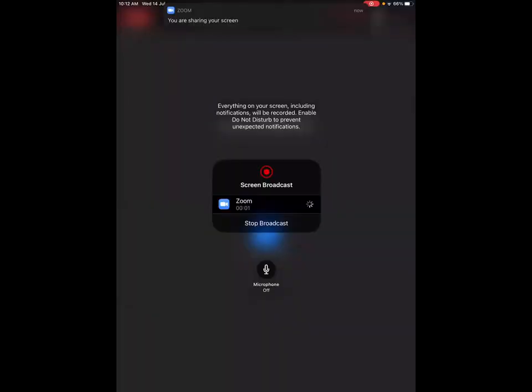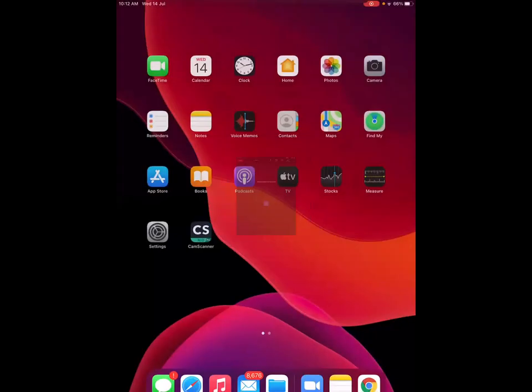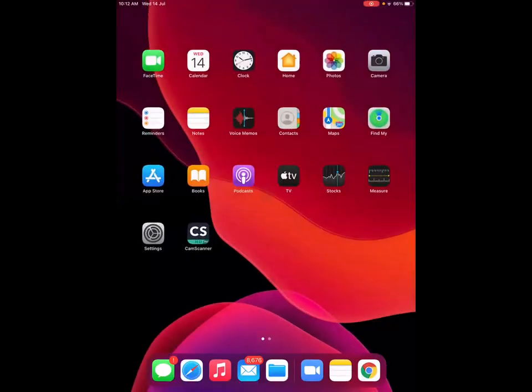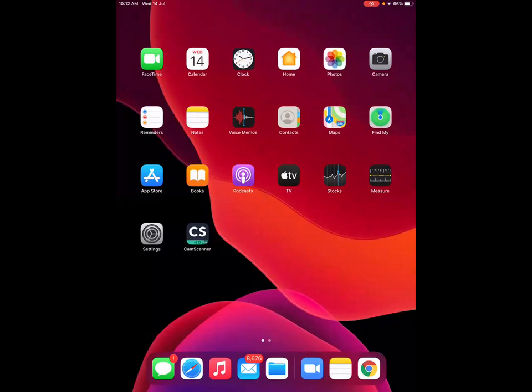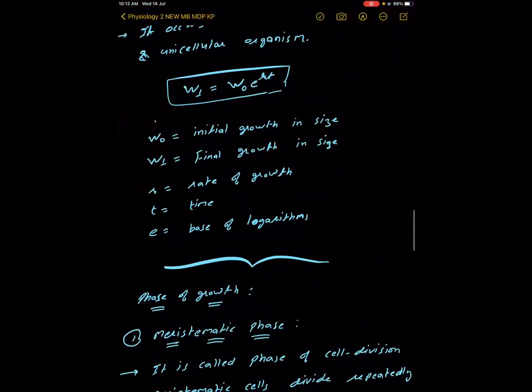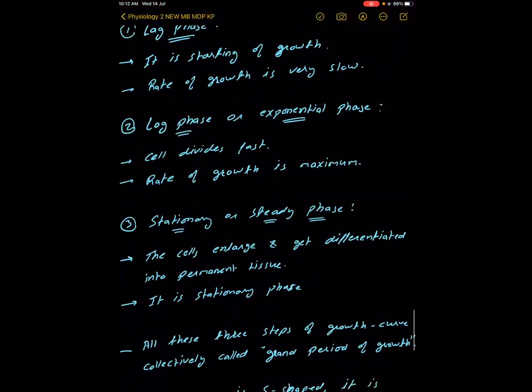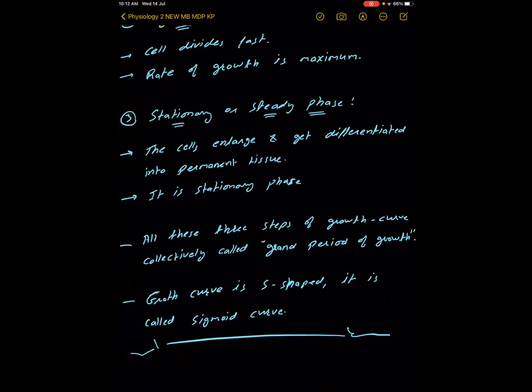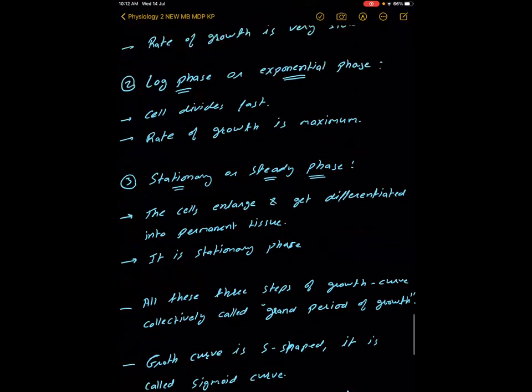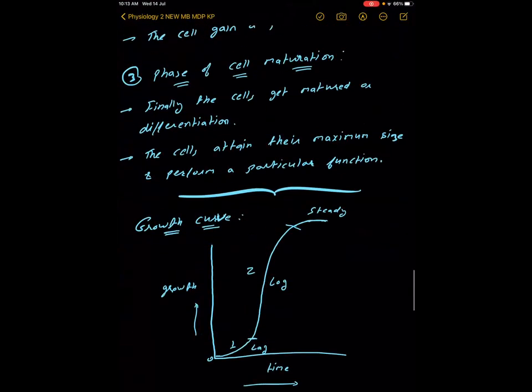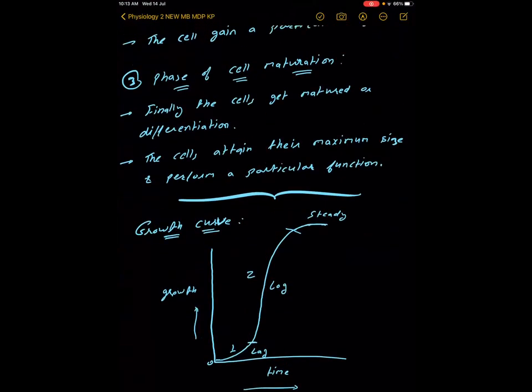Okay. This is the IP class on, sir? No, it is NEET, not IP. It is NEET part, no? Physiology second. Growth and development. It is a NEET.